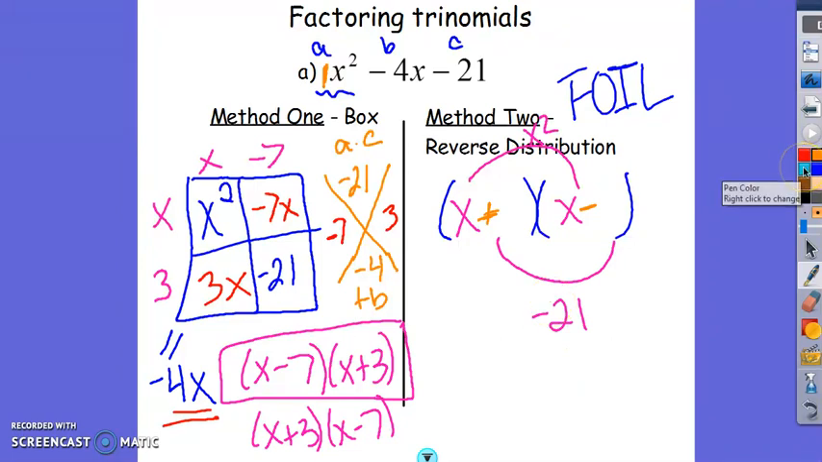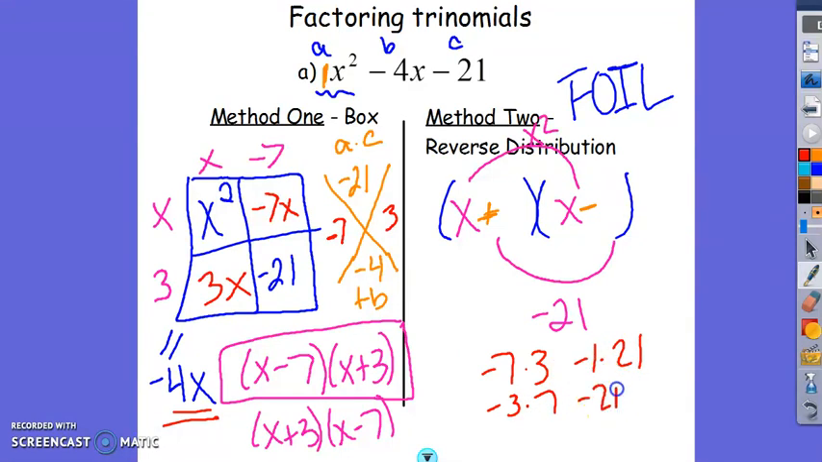If it's a positive number, they have to be both positive. So then you have to figure out, well, what are two numbers that multiply to negative 21? And you could try negative 7 and 3, negative 3 and 7, negative 1 and 21, negative 21 and 1.